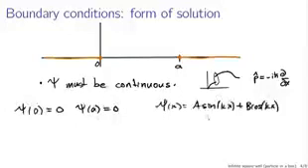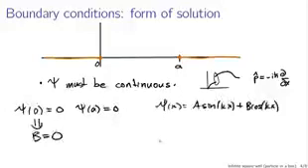Well, first of all, consider this one. The wave function at 0 equals 0. When I plug 0 into this, the sine of k times 0 is going to be 0. The sine of 0 is 0, but the cosine of 0 is 1. So what I'll get if I plug in 0 for psi is 1 times B. So I'll get B. Now if I'm going to get 0 here, that means B must be equal to 0.